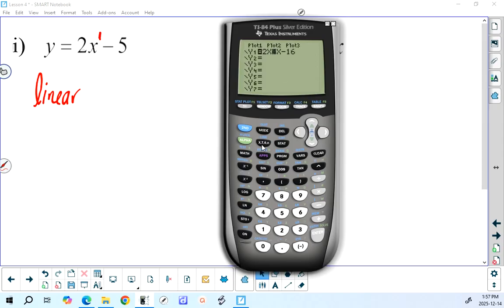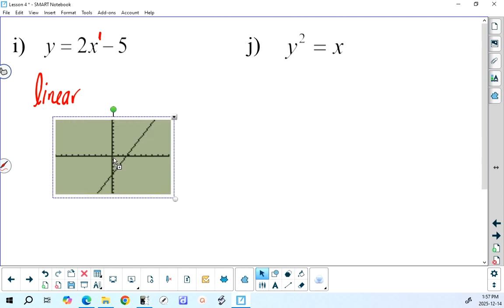2x minus 5, I'm just going to press y equals. And if you were ever graphing what I would call a pure equation, which means there's no context, it's not about selling hot dogs or wedding parties or anything like that, it's always a good idea to go to your zoom menu and choose zoom standard, which is zoom 6. This is a linear function. This is going to pass the vertical line test. It will be a function.